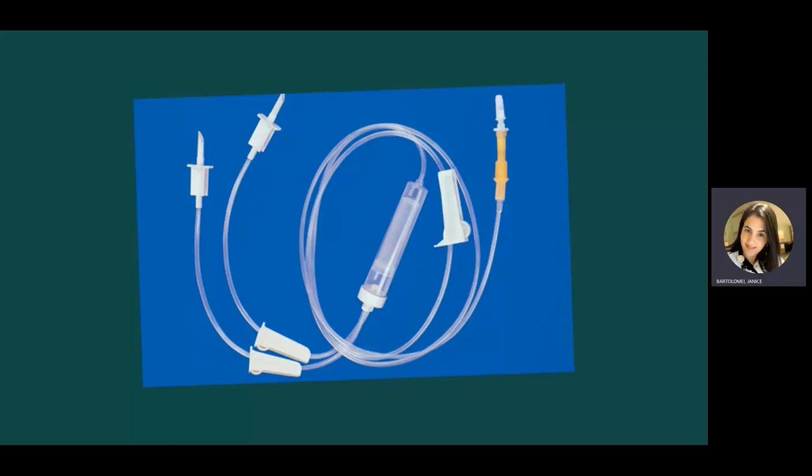Here's the tubing. As you can see, it has two spikes, one for saline and one for the blood bag, two rolling clamps, then your chamber with your filter, and then another clamp towards the patient side where you can control stopping both saline and blood.